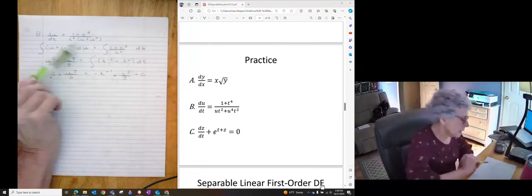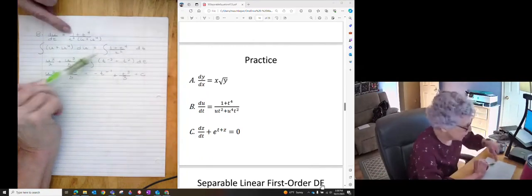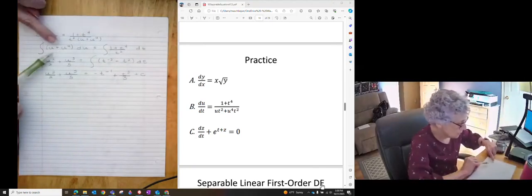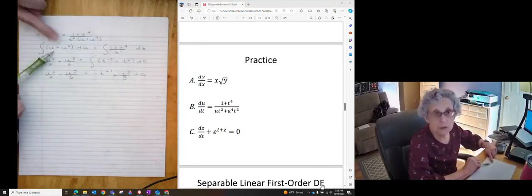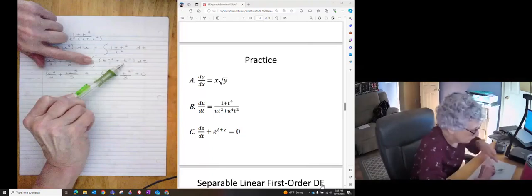Did you make it? Let's look at it. So you factored the t squared out down below. You left that over there with the t's. You multiplied both sides by the u plus u to the 4th power. That side was easy to integrate.